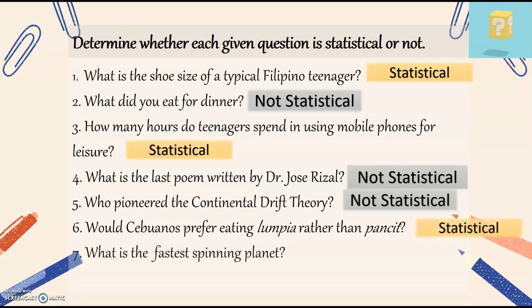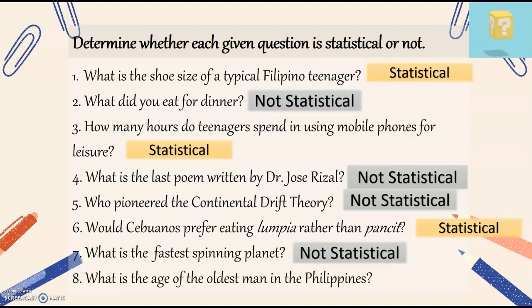Okay. Number 7, what is the fastest spinning planet? Alright, this question to be answered does not require to undergo the statistical process. Therefore, this question is not statistical. And lastly, what is the age of the oldest man in the Philippines? Alright, to answer this question, you have to undergo the statistical process. So meaning to say, this question is statistical.